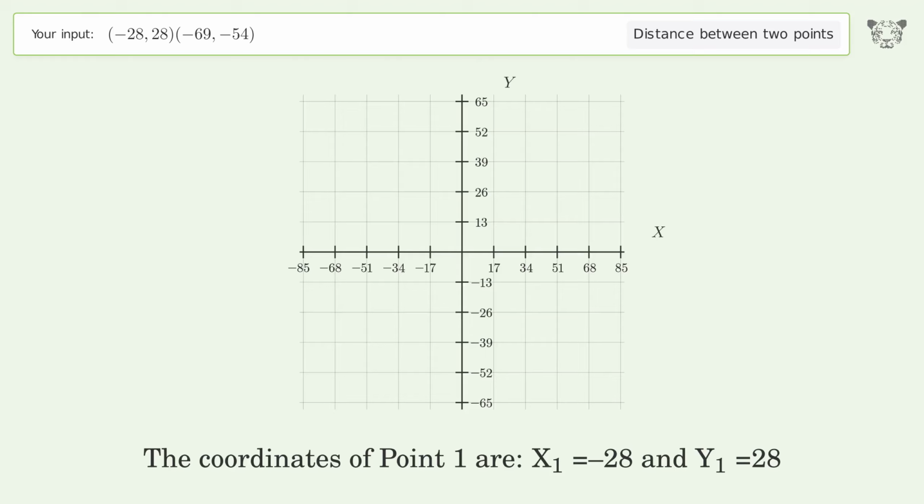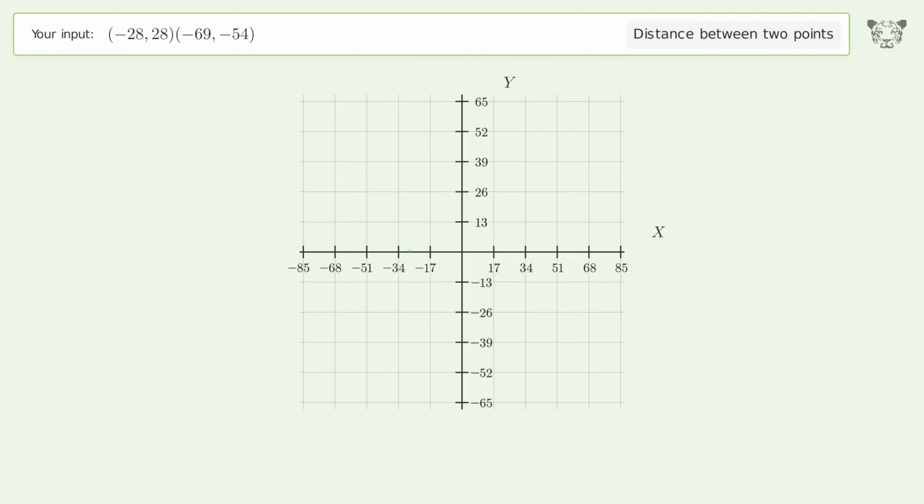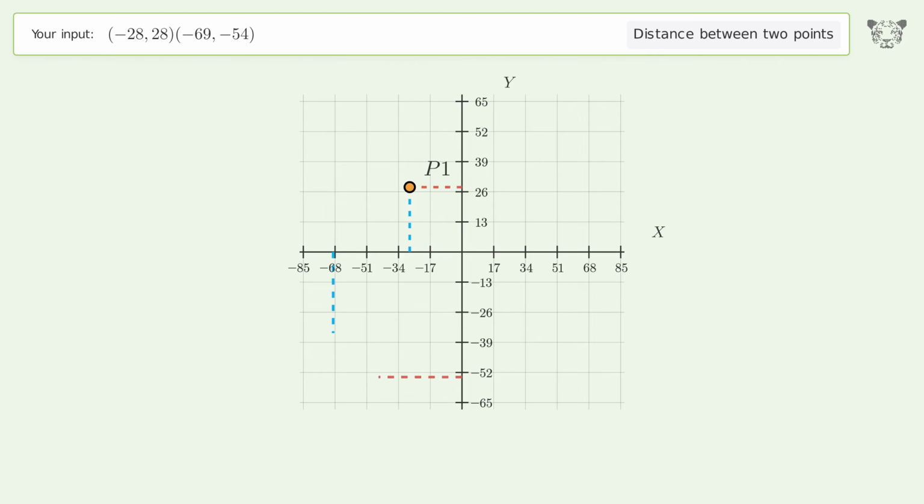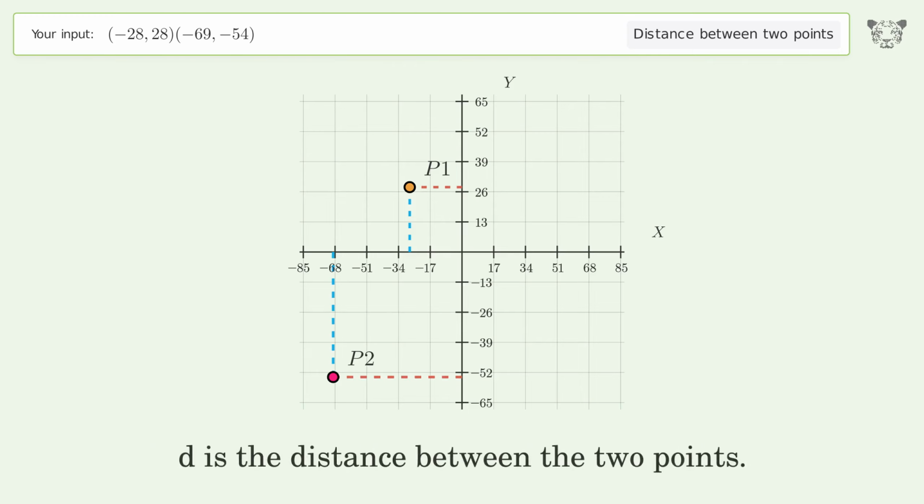The coordinates of point 1 are x1 equals -28 and y1 equals 28. The coordinates of point 2 are x2 equals -69 and y2 equals -54. D is the distance between the 2 points.